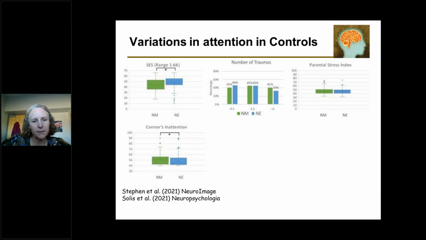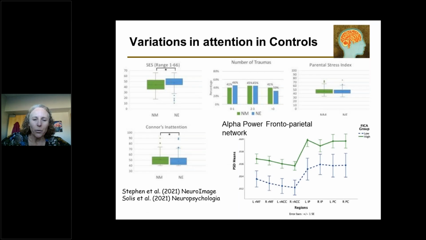And this is actually consistent with the literature suggesting that SES alone seems to have some impact on attention abilities. We also have a recent study just published in 2021, really indicating that alpha power in particular, if you are looking at different markers in the brain, is different in the frontoparietal network in individuals with high attention versus individuals with low attention, the blue dashed line.